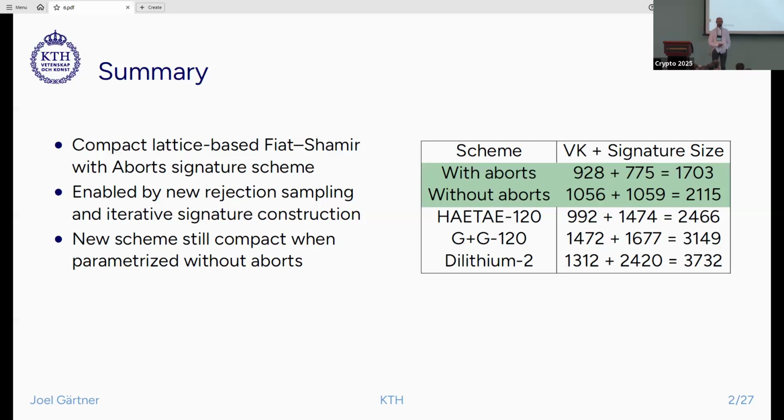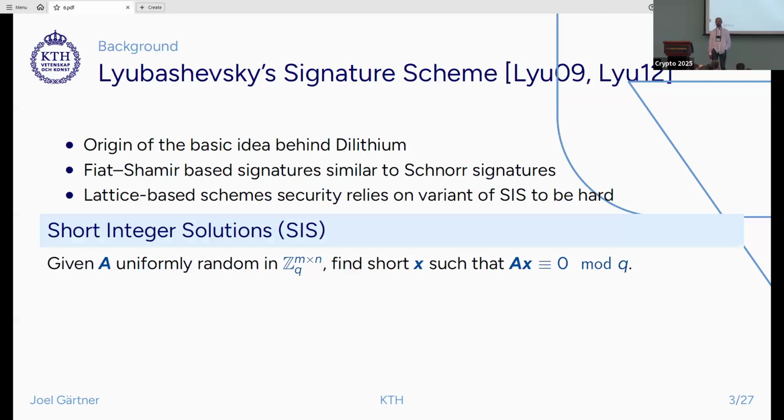The Fiat-Shamir with aborts paradigm is the basis behind Dilithium, which has recently been standardized as ML-DSA by NIST as a post-quantum secure signature scheme. The origin of this type of signature scheme is a signature scheme by Lyubashevsky, which essentially can be seen as a lattice-based variant of the classical Schnorr signatures. These lattice-based signature schemes rely upon the assumed hardness of the SIS, or short integer solution, problem.